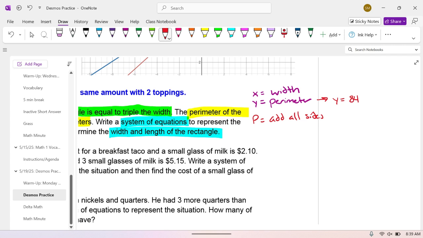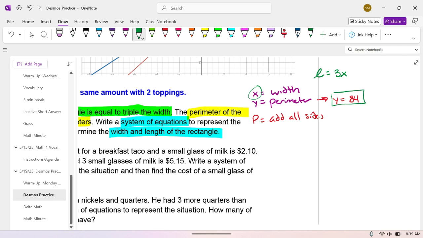All right. Now, we know the width is X. But we also need to know what the length is. So what they say the length is in terms of the width. Triple the width, right? So how do I write that as an expression? What does triple mean? So if you triple something, you're doing what operation to it? Multiplied by what? 3. So this would be 3x. So length is 3x, width is just x. So this is my first part of the system.